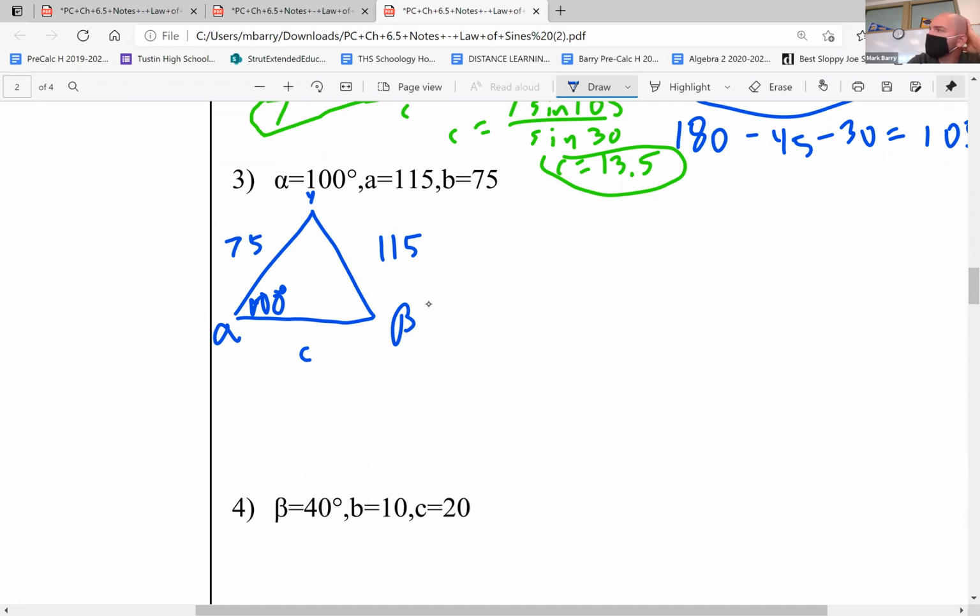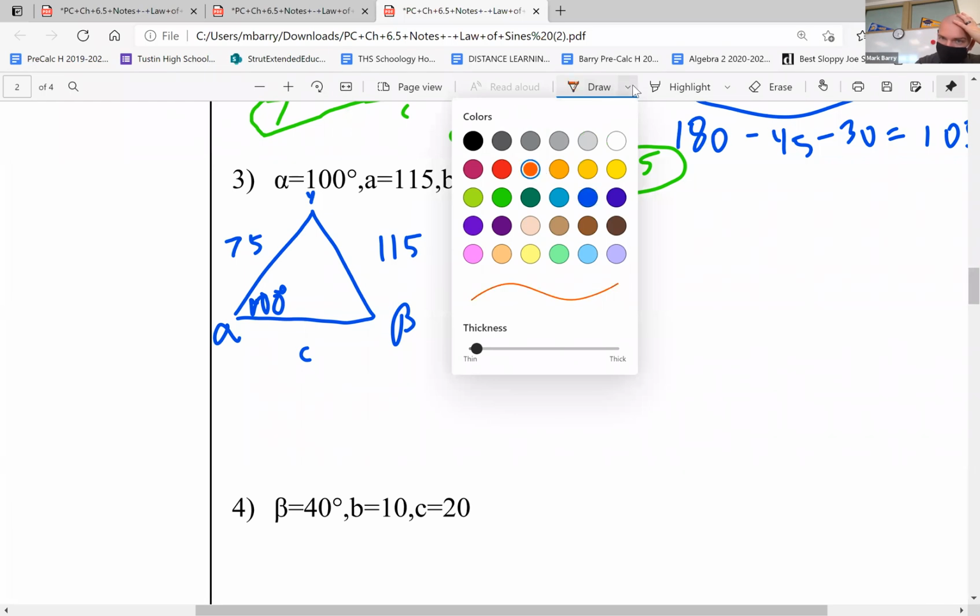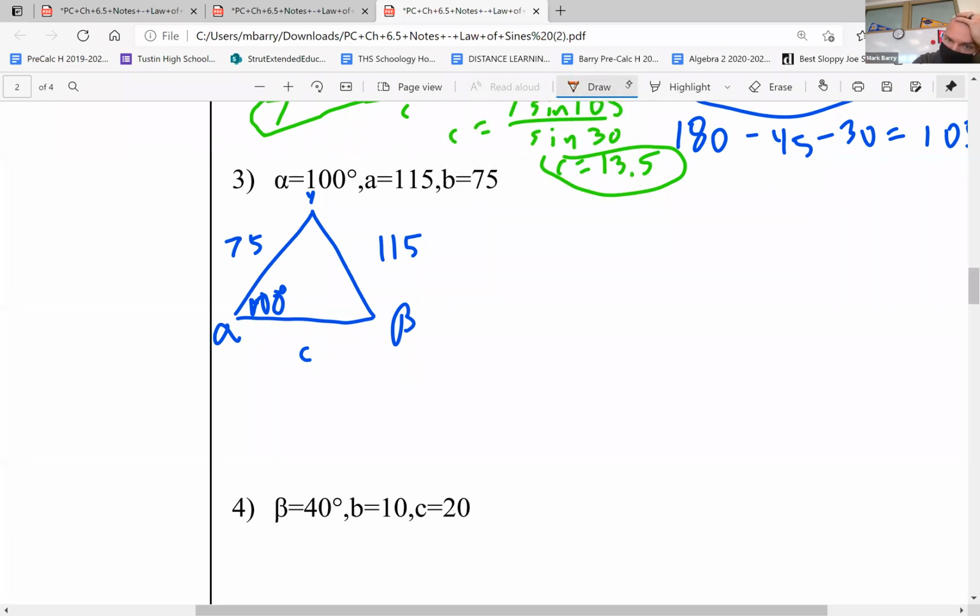Okay, so this is very similar to number 2, where we only know one angle, but we do know that angle's opposite side. So we can just go ahead and jump right into law of sines here. So I'm going to do my completed fraction. Sine of 100 over 115 equals sine of Bravo over 75.